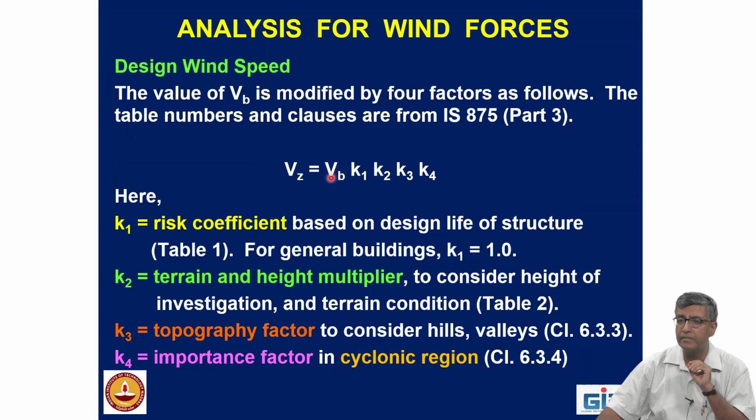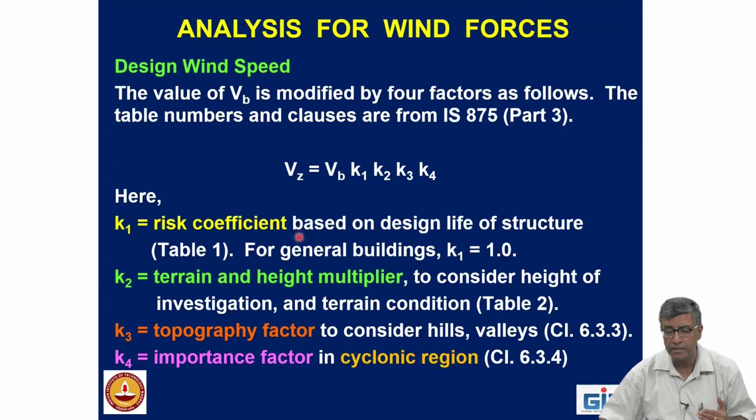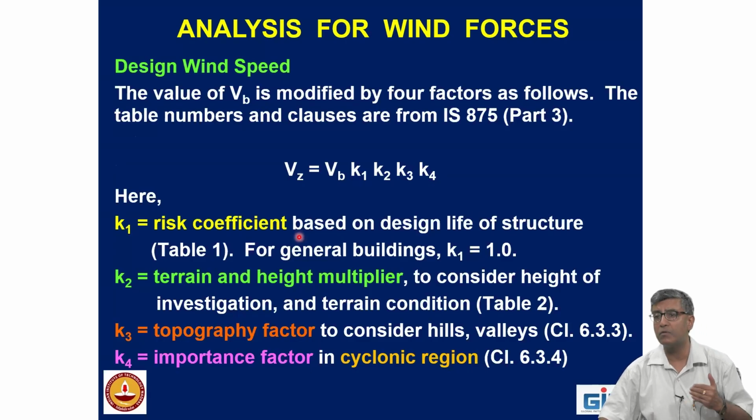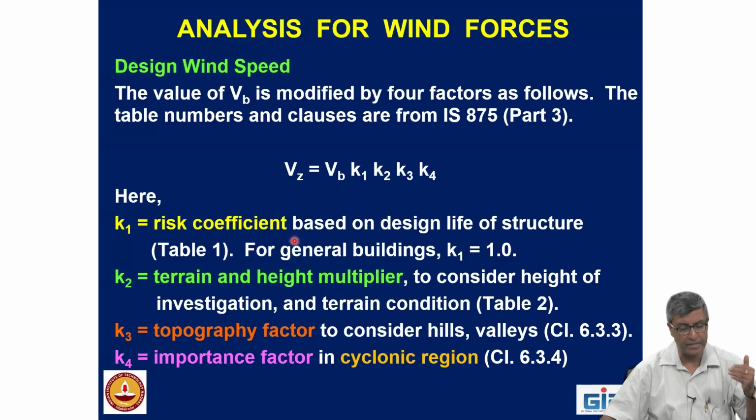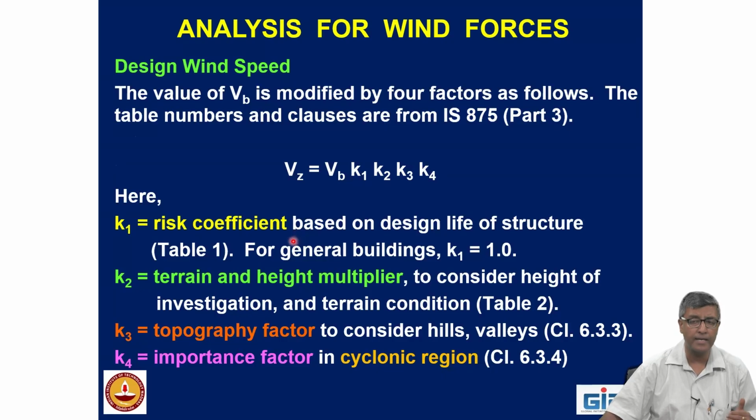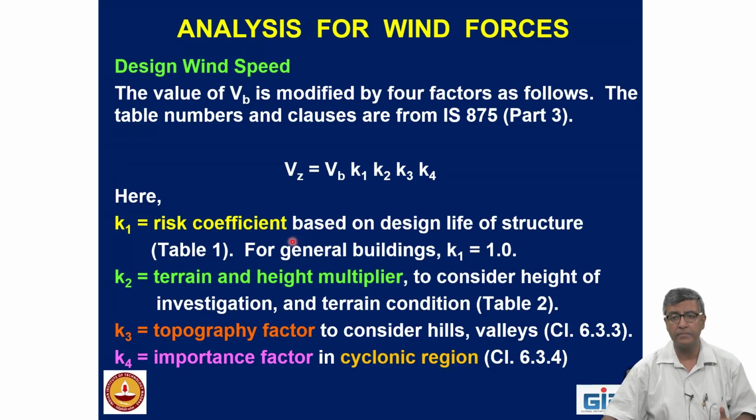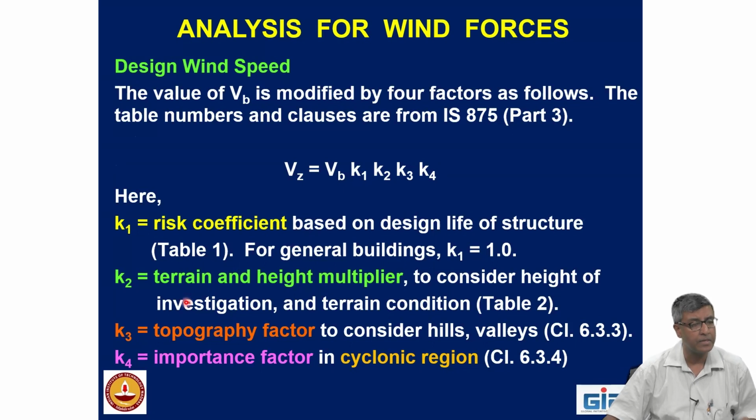These modifiers are trying to make the complicated story simple. What is K1? K1 is a risk coefficient, because if you are designing an important building, you will have a value of K more than 1. How do you mean important? It's a target design life. This basic wind speed is for 50 years. If you are targeting a building for 100 years, then obviously you have to go for a higher coefficient. K2 is a terrain and height multiplier. Depending upon the terrain and the height of a building, these values are given in the code.